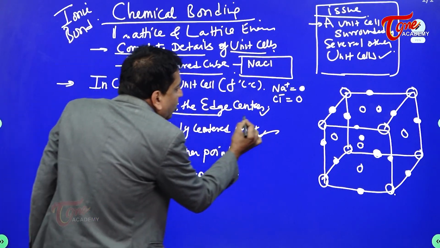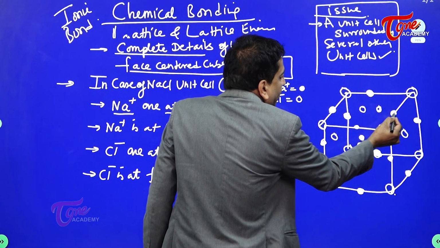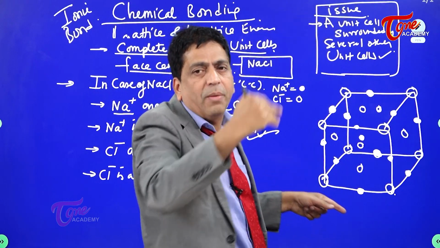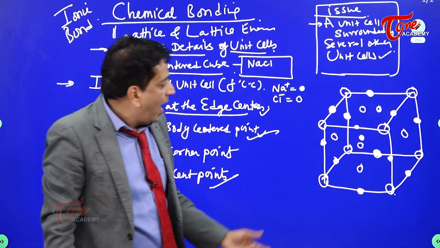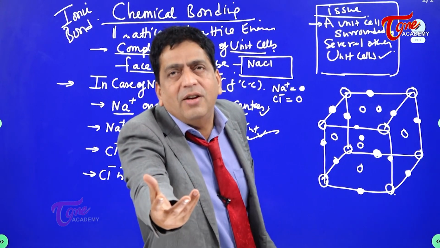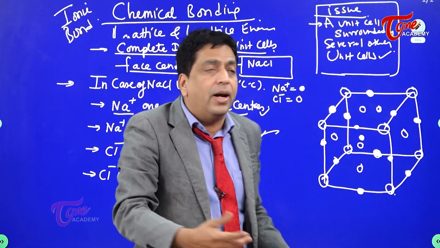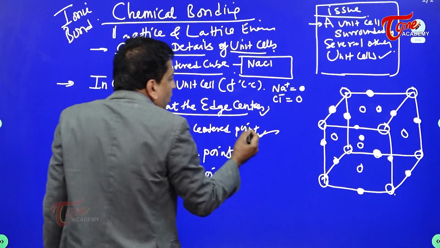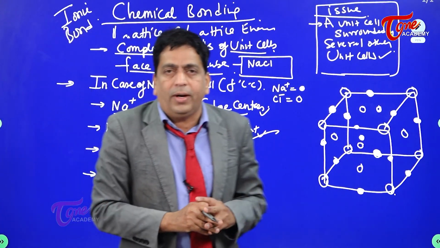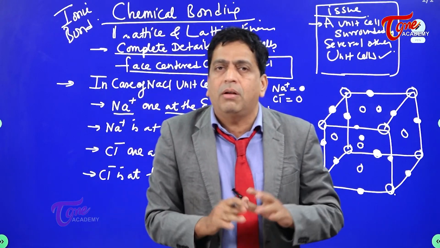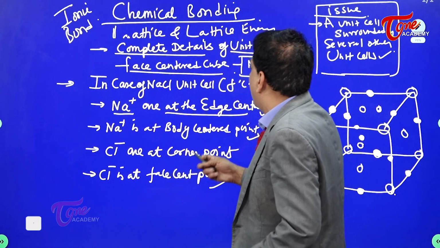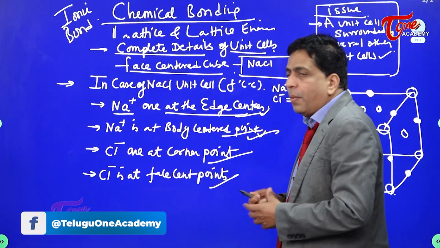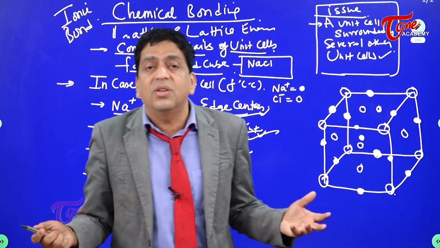Sodium ions are at the edges. These are the edges. That is an edge. At the center of that, you have sodium ions. You must understand. And a sodium ion is even placed at the center. This is body centered. It's not touching anyone. And the chlorine ions are occupying the corners. You have 8 corners. Before we get into calculation, have a clear idea. Remember, Na plus are at the edge centers, Na plus is at the body center, Cl minus is at the corner points, and Cl minus is even at the face centers. You must understand.